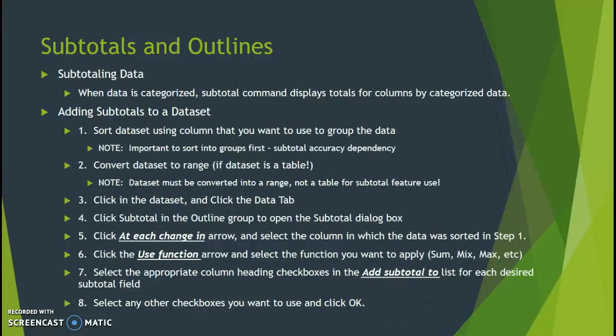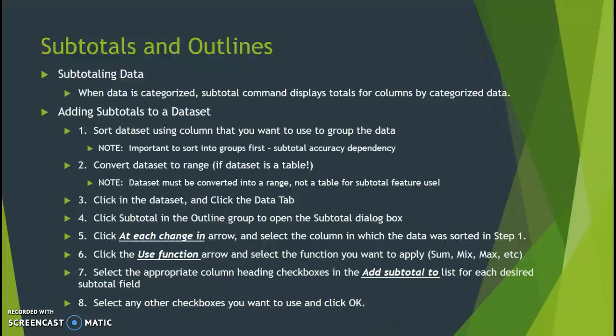I've included a listing of steps for creating subtotals to a particular data set. Go ahead and read through those steps, but there are 2 points I want to point out, and that's the first 2 bullets here. It's important that your data is sorted into the groups that you want to subtotal. That is going to impact your accuracy in your subtotaling. And you also need to make sure that if your data set currently exists as an Excel table, you need to convert it back to a range.